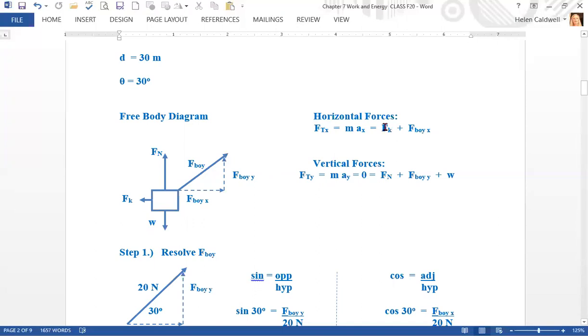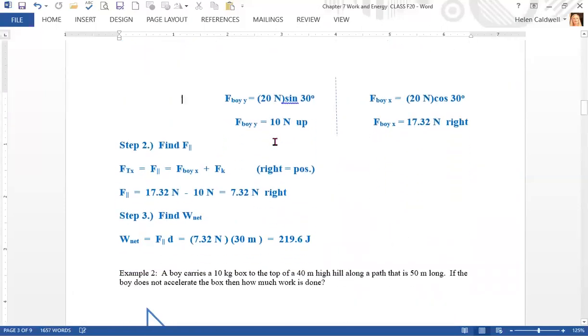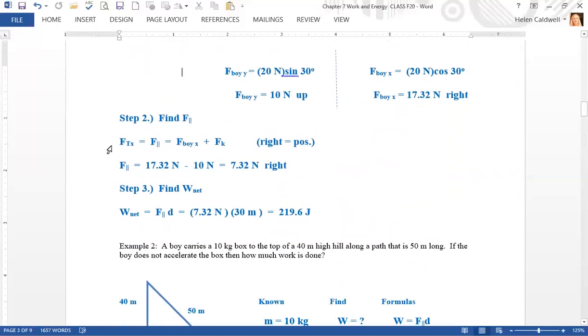Oh, we have kinetic friction. We have the buoy's x component. We can find that. Yay. So force parallel is the total in the x direction. It's the force of the buoy in the x direction plus the force of friction, and we're going to make right the positive direction.